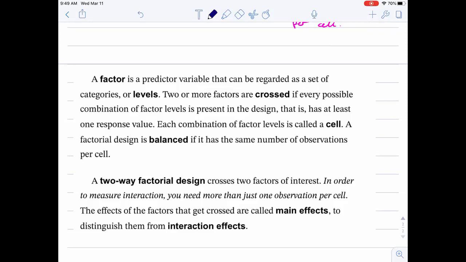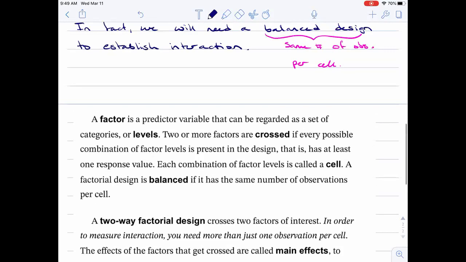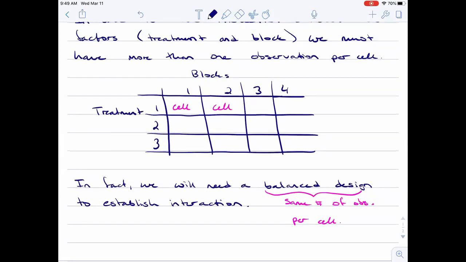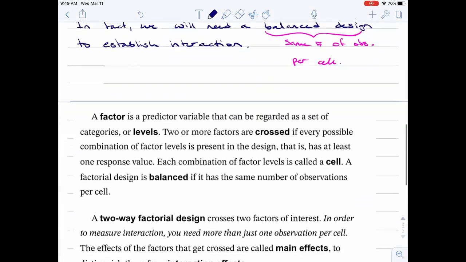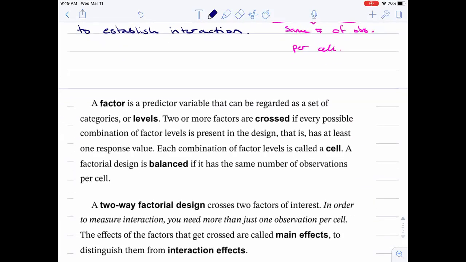We've been assuming that all our designs are crossed, right? Because we've got this kind of interlacing going on, right? And so we're saying that these things are crossed because there's no cell that's empty, right? We didn't not put any of treatment 3 in block number 4 or something weird like that, right? We're interlacing and we're assuming that we're looking at all the possible outcomes with these two factors.